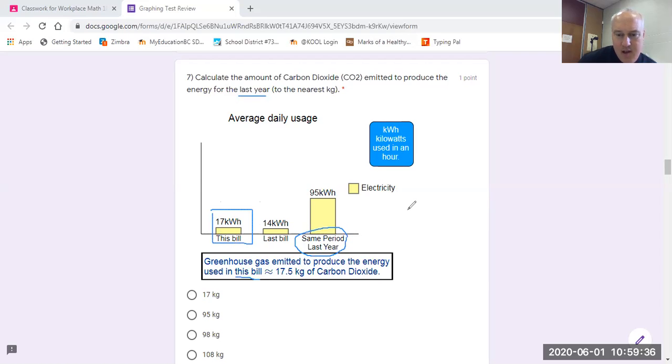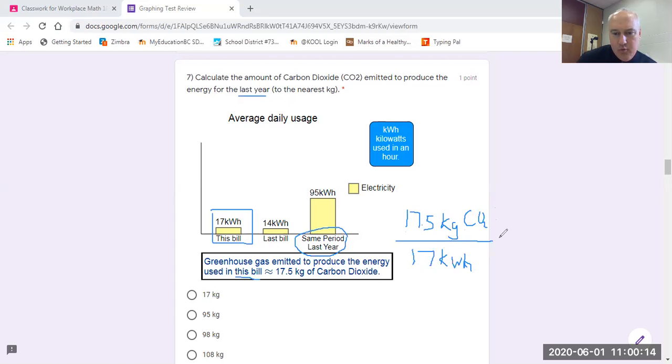So what we see is that this is 17.5 kilograms of CO2, carbon dioxide, produced from basically every 17 kilowatts. So we have to figure that out at first. And when we do that, we are going to determine that this is basically almost one-to-one. It's almost one-to-one, but it's not exactly one-to-one. It's a little bit more than 1 kilogram for every kilowatt.